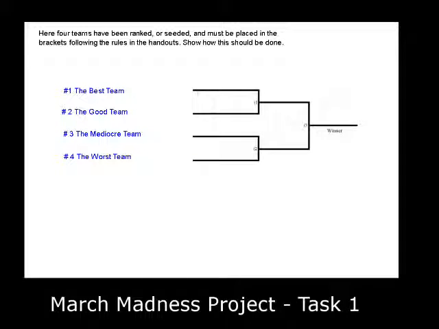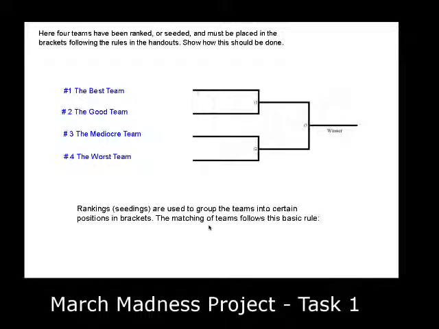In many competitions, including the NCAA March Madness tournament that we will be studying, teams are ranked and then placed into brackets, following the rules outlined in your handouts. To review those rules, rankings, which are also called seedings, are used to group the teams into certain positions in the brackets. So the brackets that we have up here are set up for a 14 tournament, single elimination. The matching of the teams has to follow this basic rule.